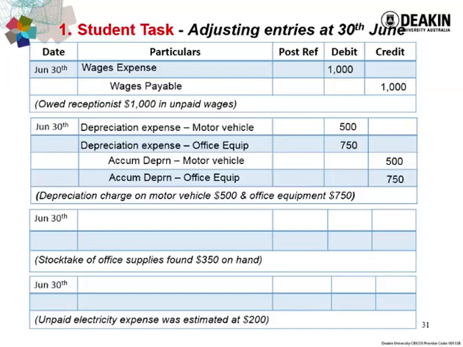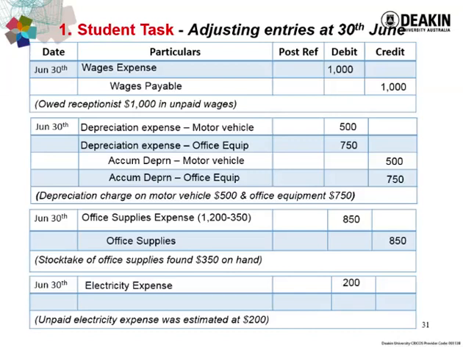Third, when we count the office supplies at balance day, $350 left. So to recognize the consumption, we would debit office supplies expense and we credit office supplies of $850. That is the difference between $1,200 and $350. Next, unpaid electricity expense was estimated at $200. So we debit electricity expense, credit accrued electricity $200.